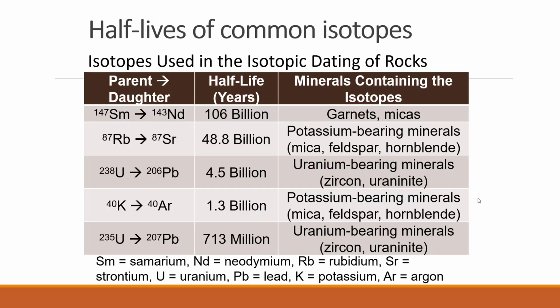So here are some half-lives of common isotopes. These are common for dating rocks. Samarium-neodymium is 106 billion years. So it takes 106 billion years for half of the parent to decay. We have not even reached one of these half-lives. So this is only going to be good for very, very old things. Rubidium to strontium, 48.8 billion years. Again, also only going to be useful for very old things.